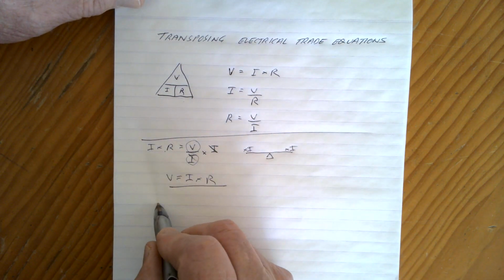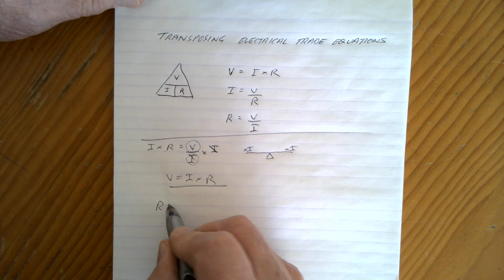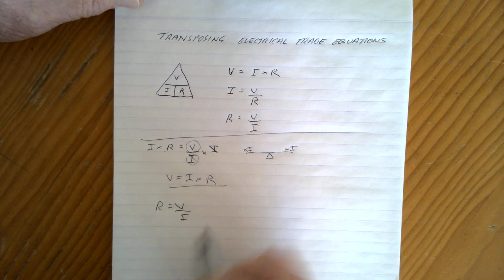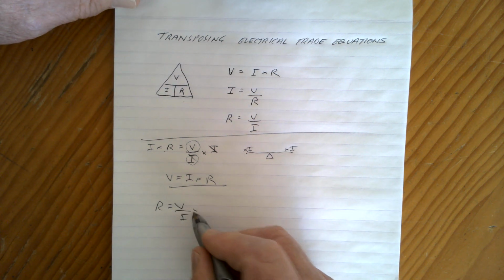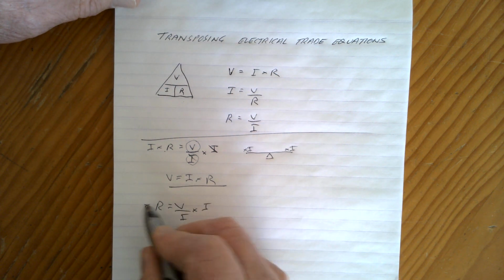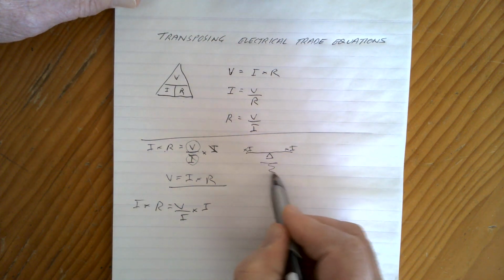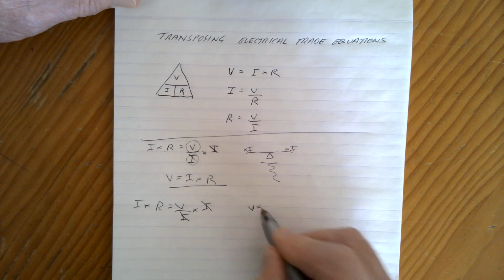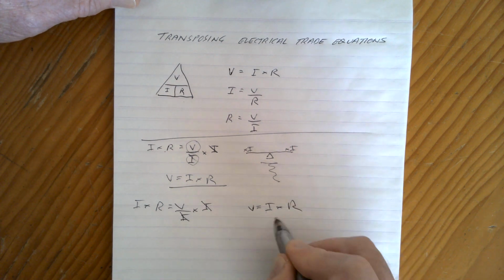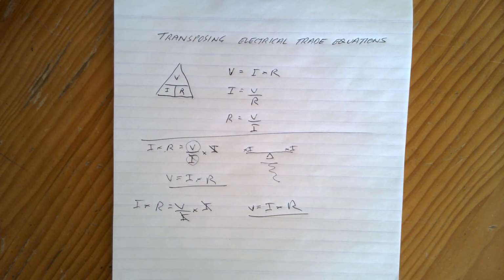Similarly, we start with our R equals V on I, and if we just want the voltage as the subject, multiply both sides of the equation by I, keep it in balance. These two cancel out, and you're left with the voltage equals the current times the resistance.